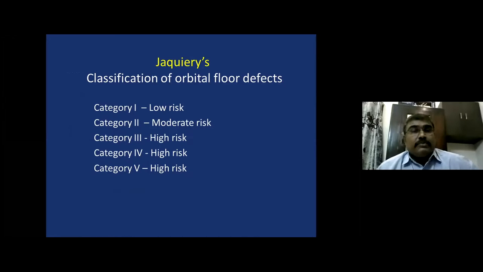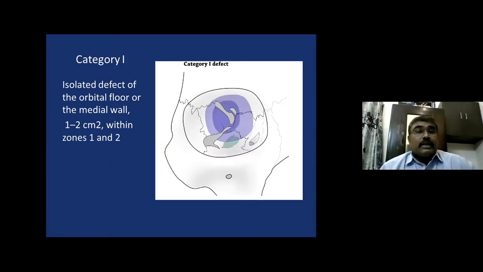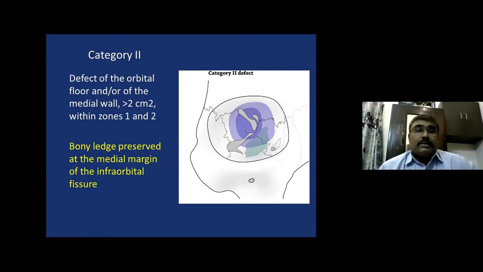Jacquery's classification of orbital floor defects. There are 5 categories. Category 1 is low risk, and from category 3 it is high risk fractures. So in category 1, the fracture size is less than 2 cm. In category 2, the fracture size is more than 2 cm.